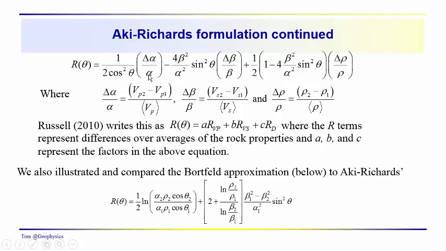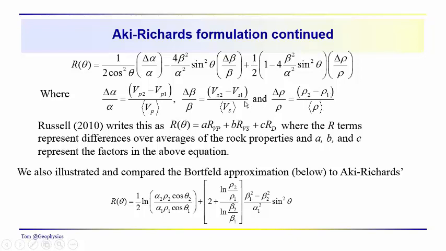Delta alpha over alpha would just be the change in the compressional wave velocity divided by the average of the compressional wave velocity, and then delta beta over beta for the shear wave, and delta rho over rho for the densities.